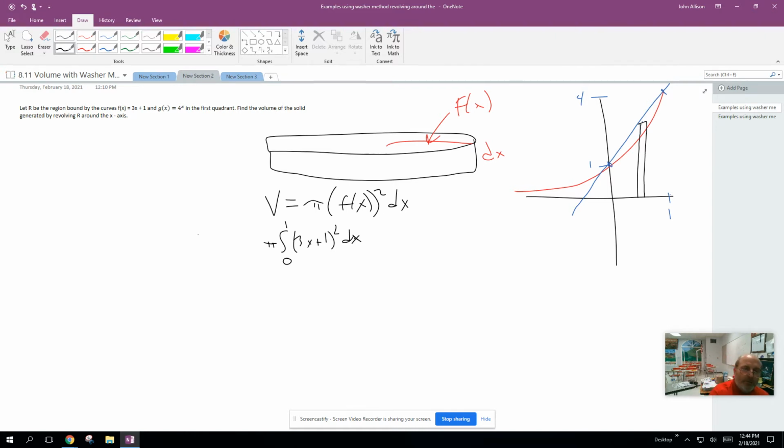But I have to subtract from that the volume of one of the smaller inside disks. So one of the smaller inside disks is going to be made up of these rectangles. I'm going to erase that black rectangle now.